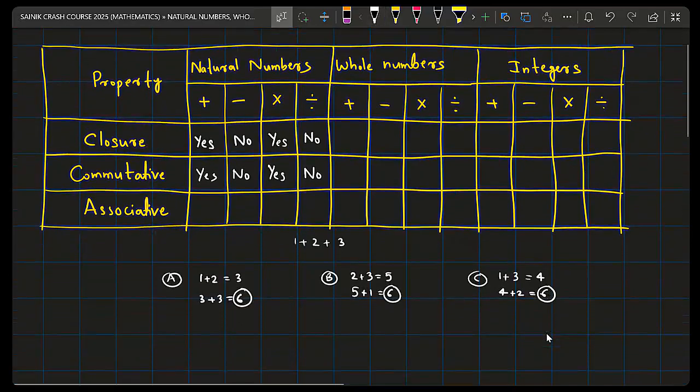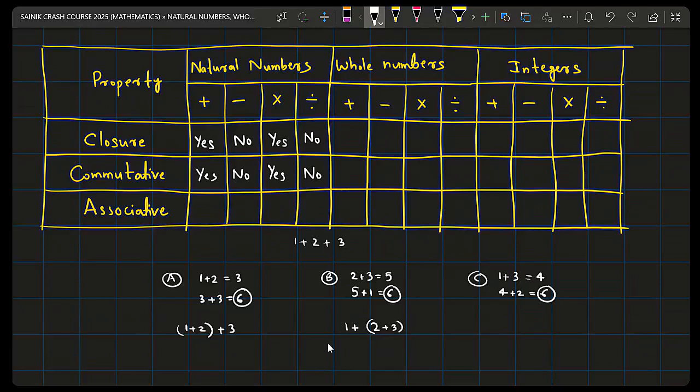So what is student A doing? Student A is doing this. That is, first he added 1 and 2, that is represented by a bracket. Then later he added 3. What is student B doing? Student B is adding 2 and 3 first, then later adding to 1. So we can say these two are always equal. And student C, 1 and 3 are added first and 2 added next. That means this type of property, 1, 2 added first and added to 3, 2, 3 added first then added to 1, will always give the same answer. So this is called associative property. So natural numbers satisfy associative property under addition. So you can say the answer is yes.